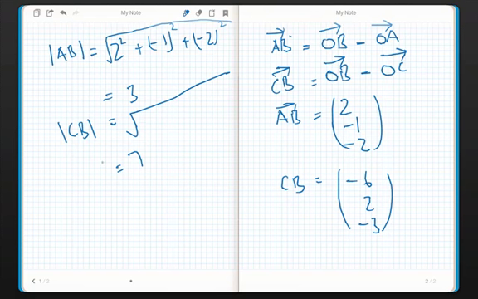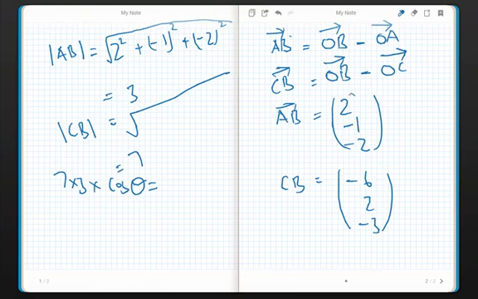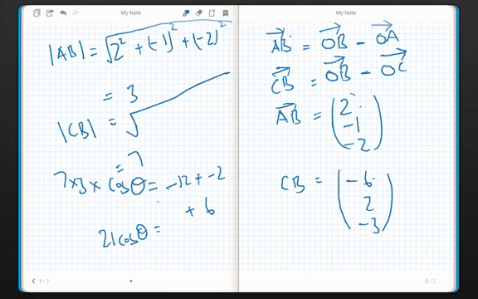I didn't write this, but I think you know where I'm going with this. Now, our dot product formula was magnitude of AB into magnitude of CB into cos theta. So 7 into 3 into cos of theta, that's the angle between them, is equal to the product of the components. In this case, it'll be 2 into minus 6. This is an I component, this is an I component. So 2 into minus 6 is minus 12, plus minus 1 into minus 2 is plus 2, plus minus 2 into minus 3 is plus 6. So 21 cos theta is equal to minus 12 plus 2 plus 6, which is minus 4.